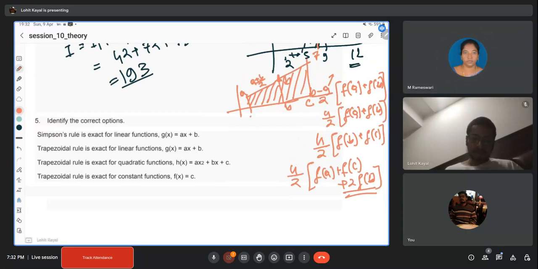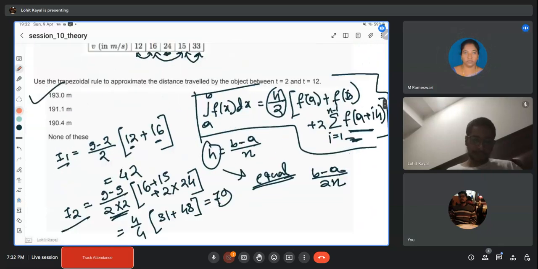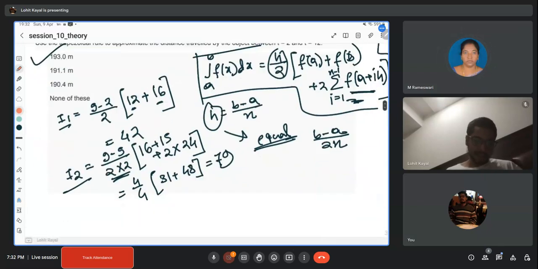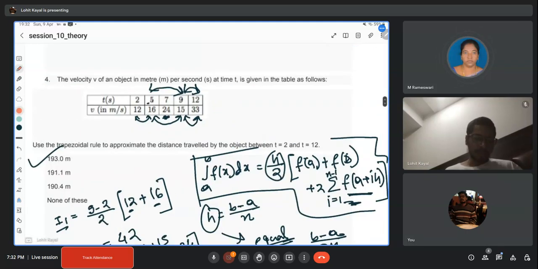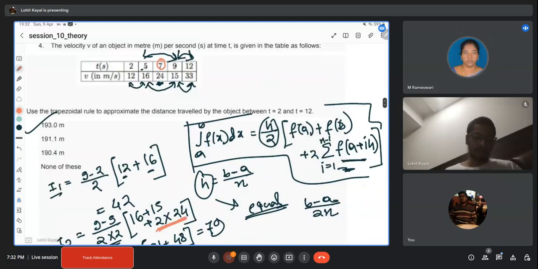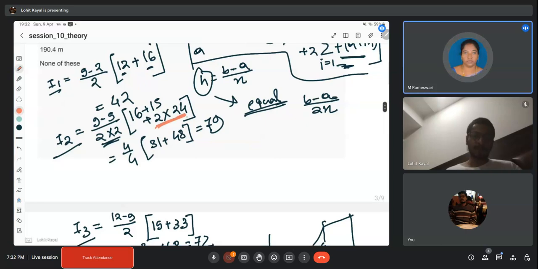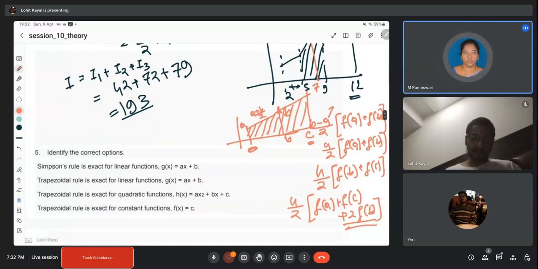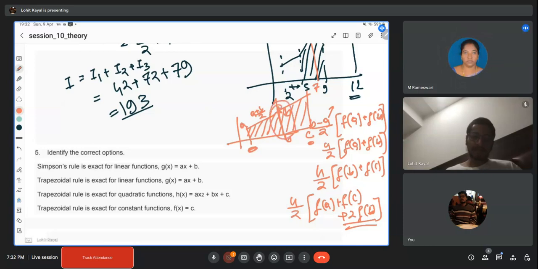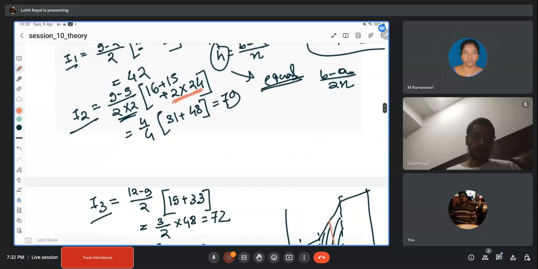So your a is the starting point, c is the last point. You can see it from here in this expression, 2 into 24. Here the term 7 is already included. b is the intermediate point, so this is a common point. So the trapezoidal rule works twice here. That's why this 2 prefactor comes, the 2 into 2.